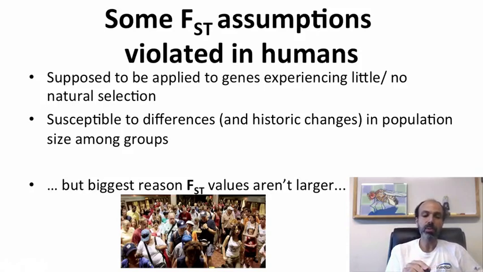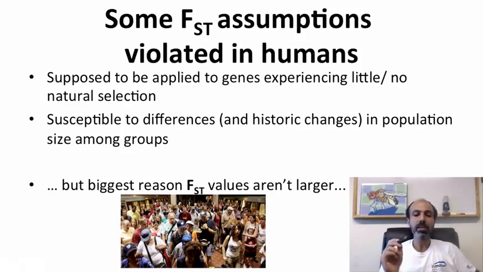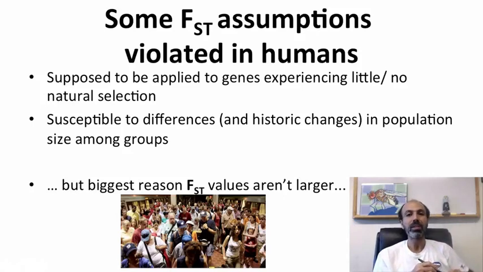It's also susceptible to differences and historic changes in population size among groups. But probably the biggest reason we don't see higher FST values is because we actually do have a fair amount of gene flow, or closer to random mating among populations. That'll be the subject for the next video.